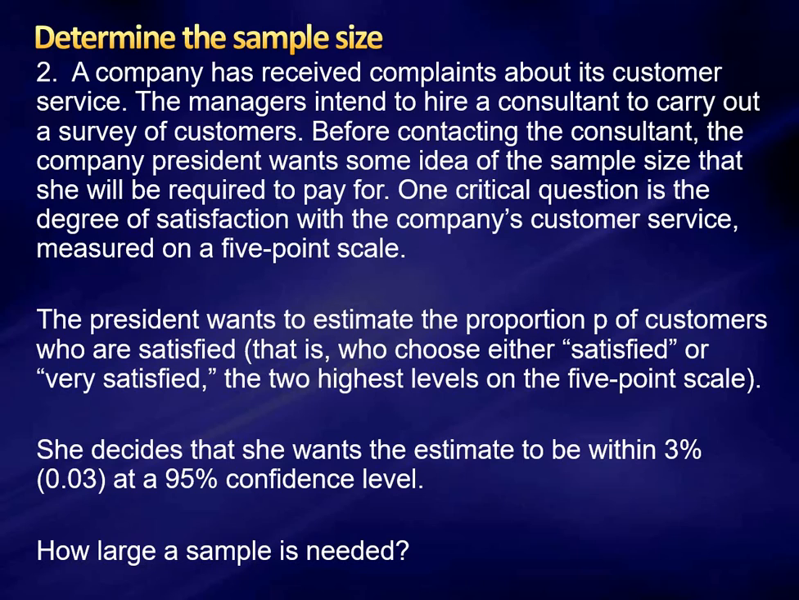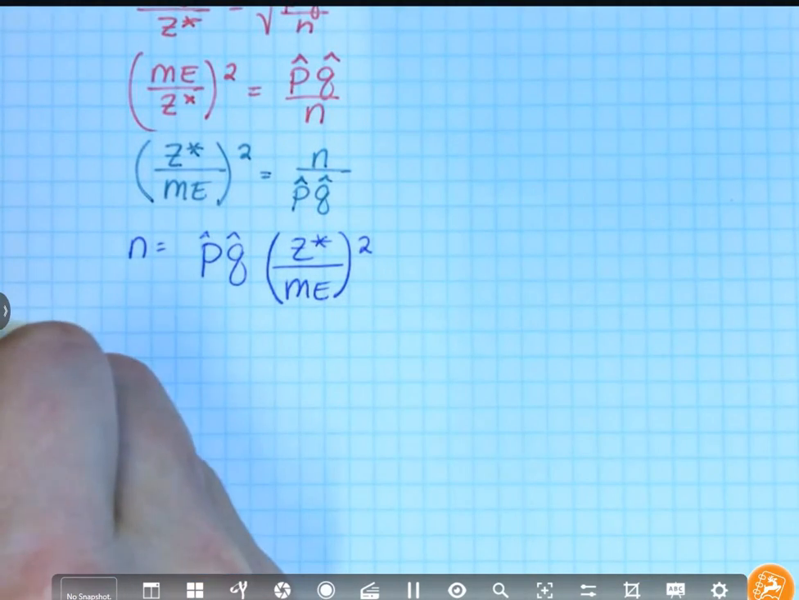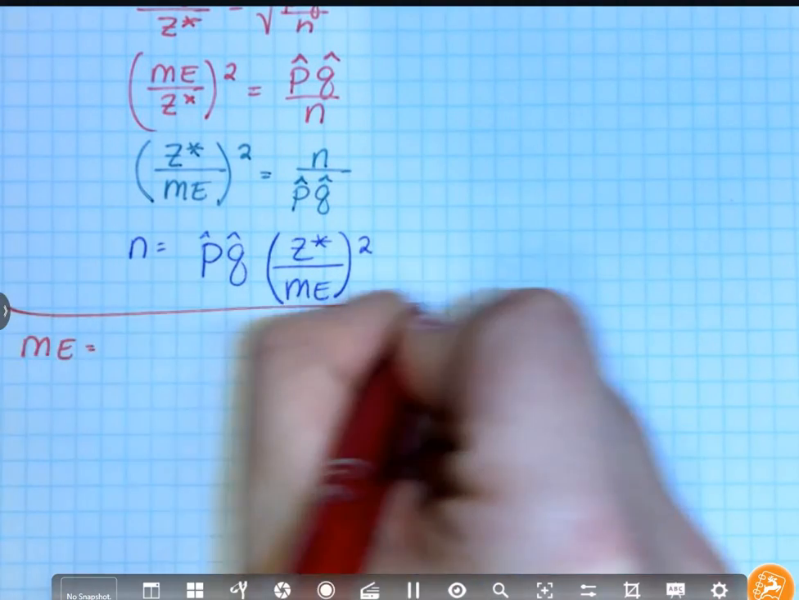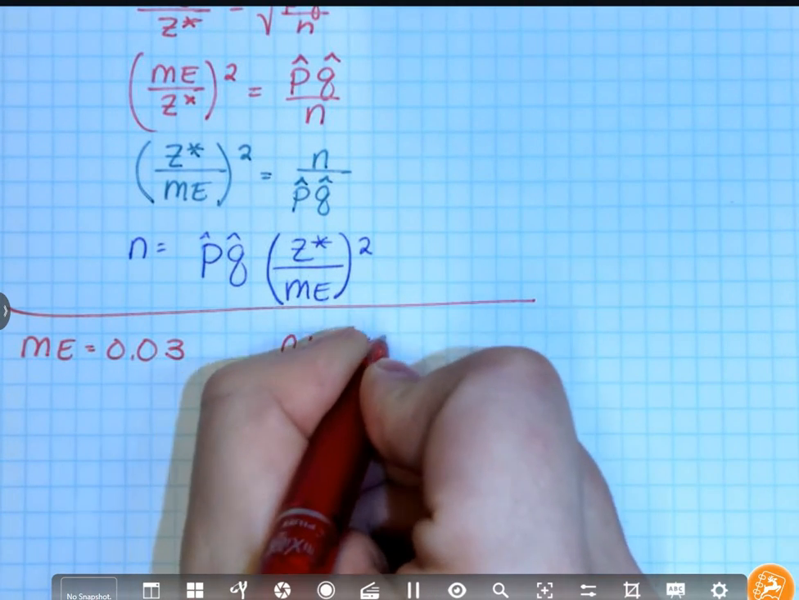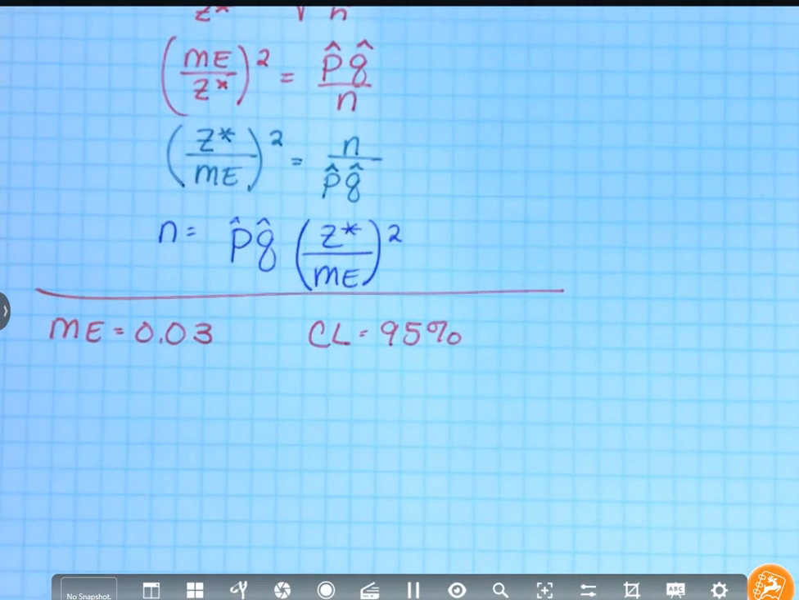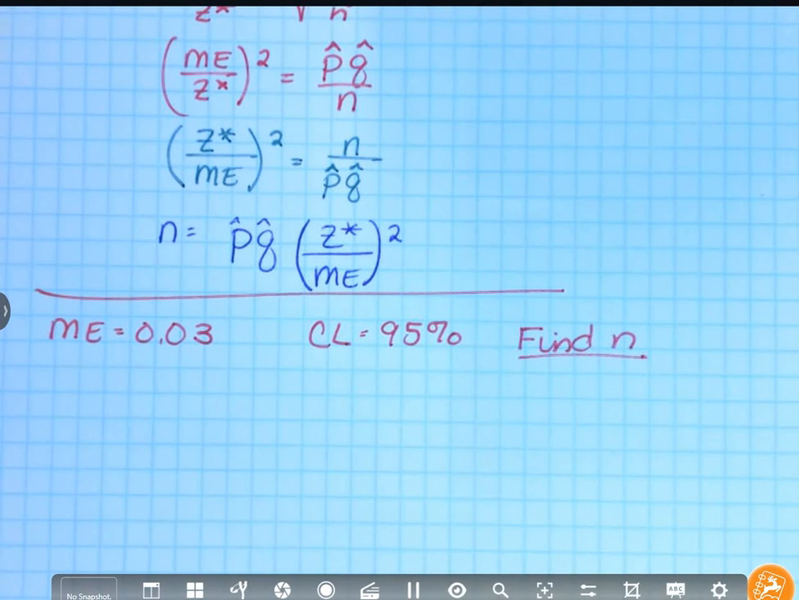So what I'm trying to do here is find the sample size if I have a 95% confidence level, and I want my estimate to be within 0.03. What is that 0.03? That's your margin of error. So I'm just going to write down the things that I have here. What I have is my margin of error is 0.03. My confidence level that I want is 95%. And I want to find N. Those are my goals.